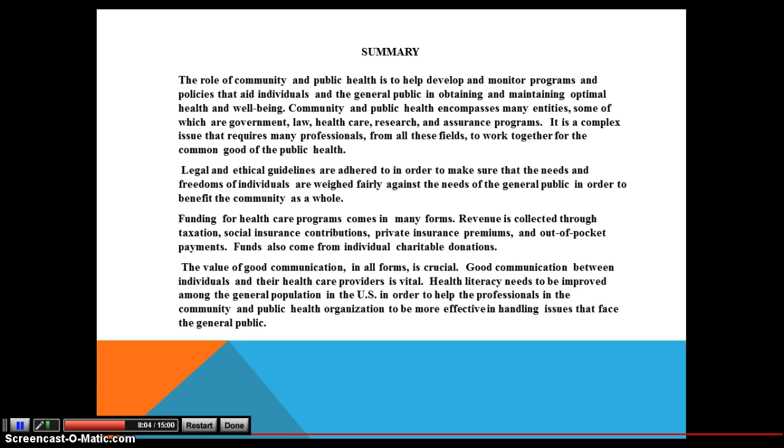The value of good communication in all forms is crucial. Good communication between individuals and their healthcare providers is vital. Health literacy needs to be improved among the general population in the U.S. in order to help the professionals in the community and public health organization to be more effective in handling issues that face the general public.